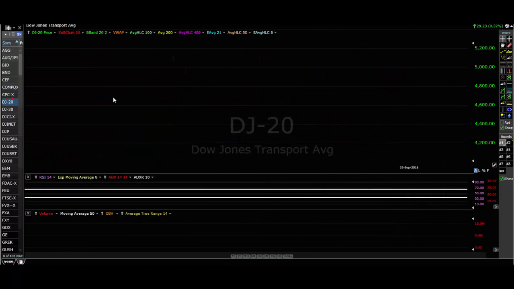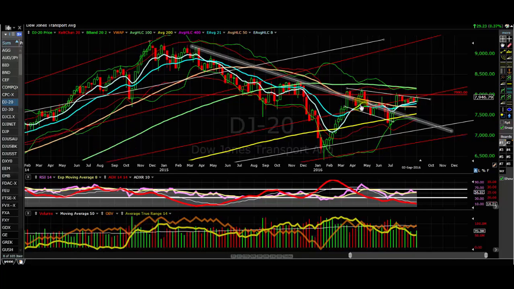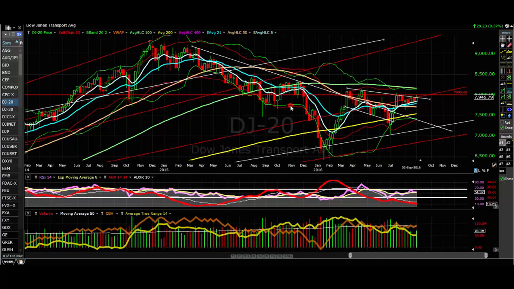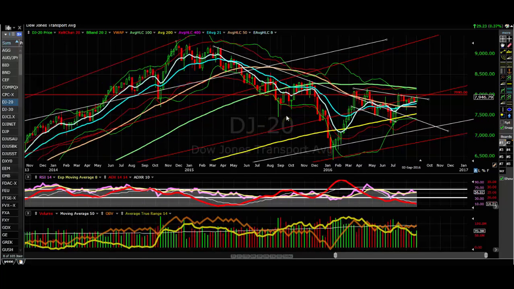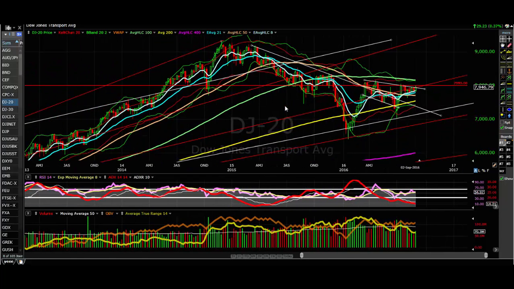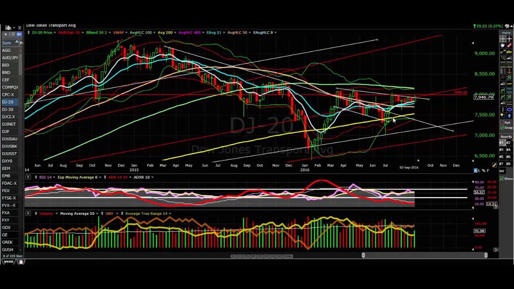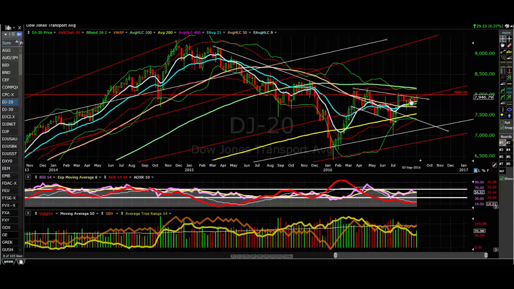Only index that has not made an all-time high that is very noticeable is Dow Jones Transports Average, and even with the collapse in the oil prices, maybe it has to do with the weaker economy and so on and so forth. But for some reason, this has not kept up with the other indices into making all-time highs or something near it.